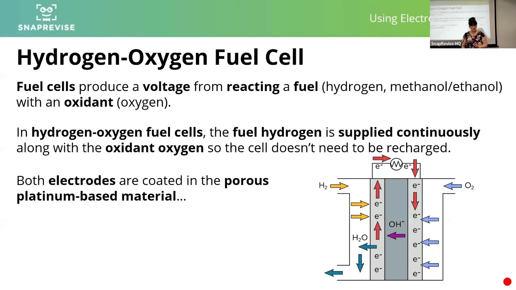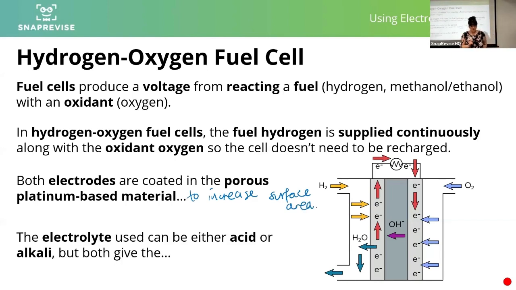Okay, both electrodes are coated in a porous, so honeycomb structure, or a film of platinum-based material, or what was the other phrase we used? A lattice structure. Again, for the same reason, to increase the surface area.